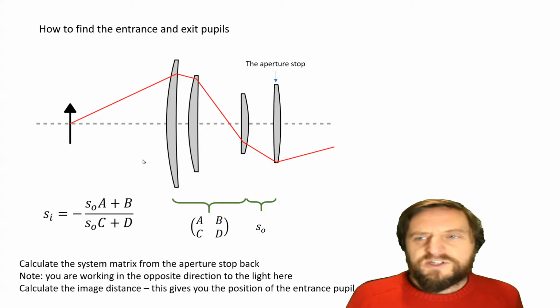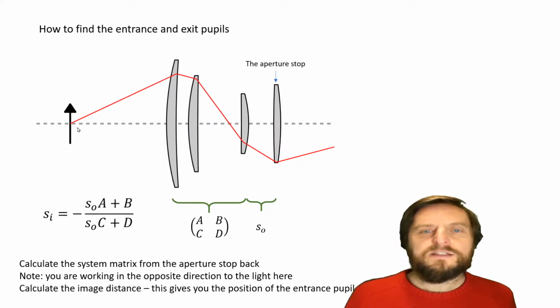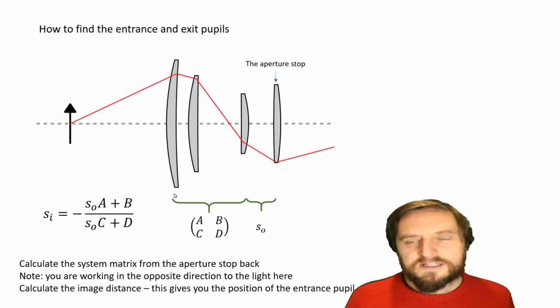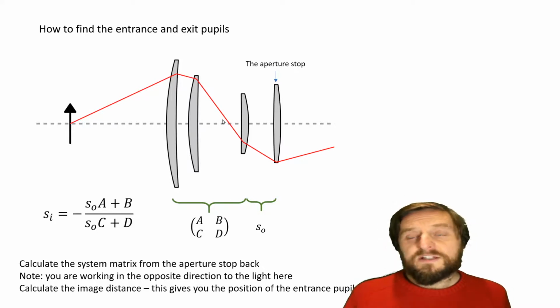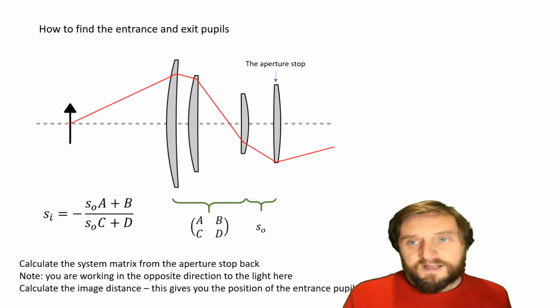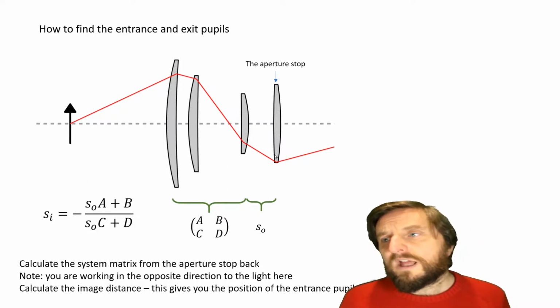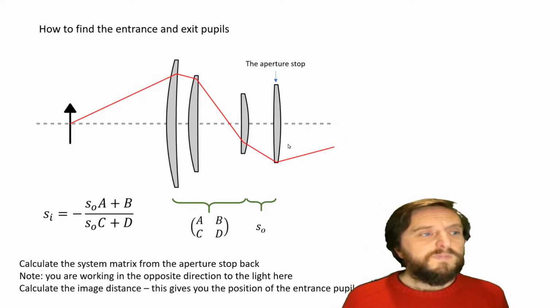So that procedure works. One important thing though is that this matrix here we are calculating back in this direction. So you would do them in the opposite order. This would be the first lens, then this gap, then this lens, then this gap, then this lens. So you do that in that direction, it gives you the entrance pupil. If there were more lenses behind, we could calculate through those lenses to get the exit pupil.